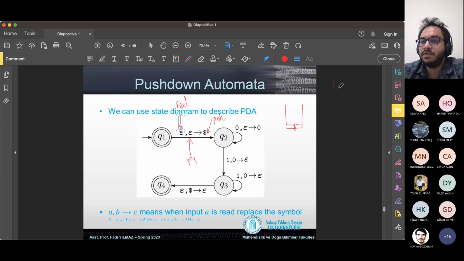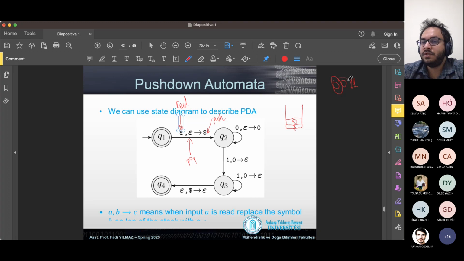Let's say our input string is 0, 0, 1, 1. This is for the language 0^n 1^n, so let me keep it very basic. I read nothing here yet, so I just jump to Q2 by pushing a $ sign to the stack. Now I am reading the first 0, and it says that if you read a 0, pop nothing, but push a 0, and stay on the same state. Don't change your state. Is that clear, guys?